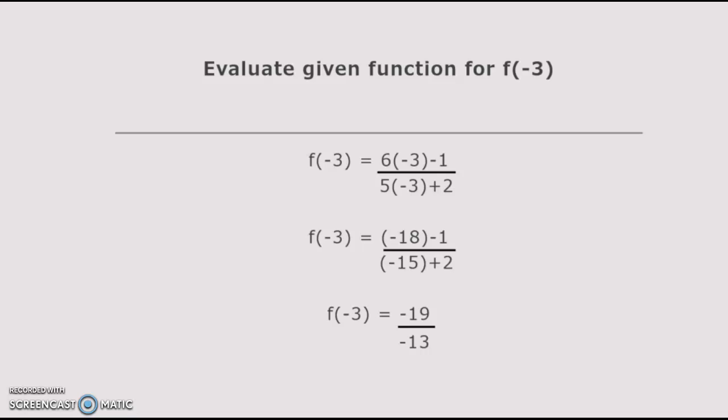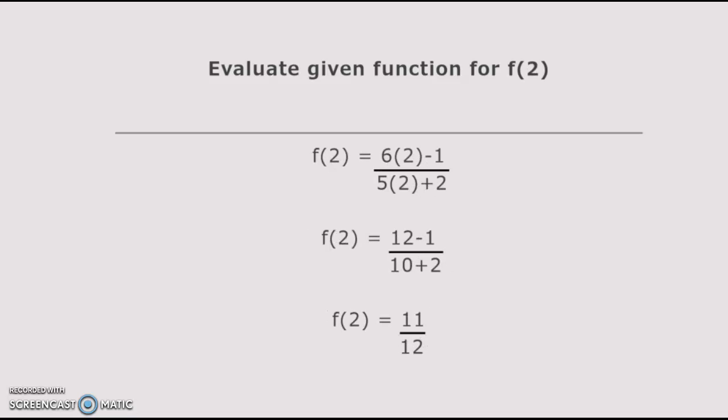So f of -3 equals (6 times -3 minus 1) over (5 times -3 plus 2). And we'll simplify that. So f of -3 equals (-18 minus 1) over (-15 plus 2), and simplifying that, we get f of -3 equals -19 over -13.